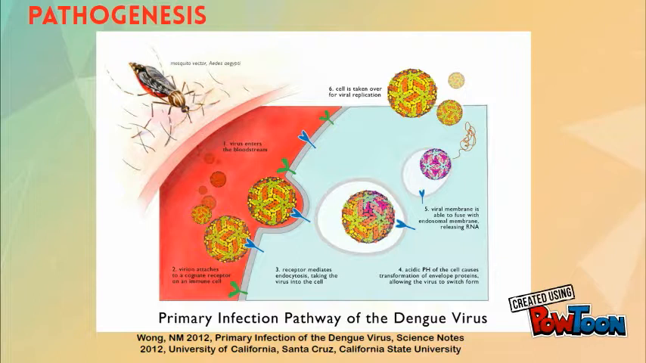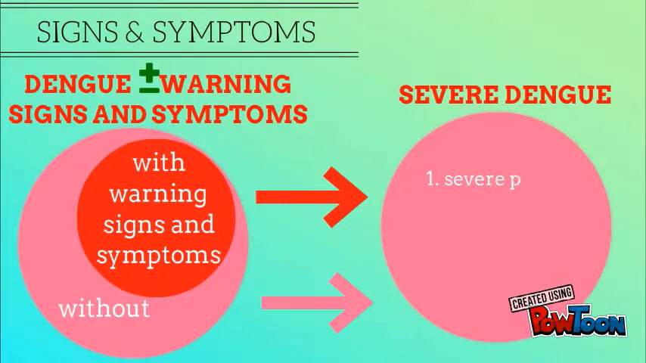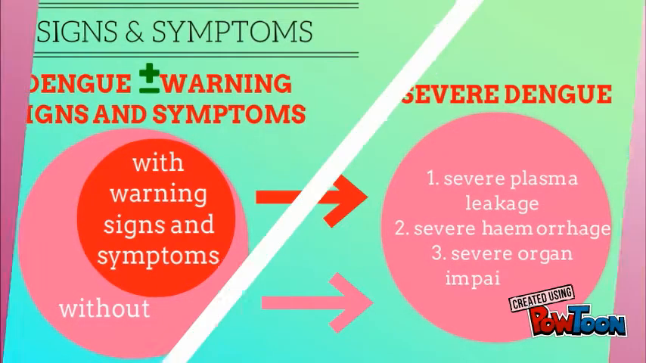The pathogenesis starts with the flavivirus entering the body into the bloodstream. It attaches to a receptor on an immune cell. The E protein at its envelope triggers endocytosis. With the fusion of the virus and monocytes, it will lead to release of RNA, and the cell is taken over for viral replication. As for the signs and symptoms, dengue can occur with or without warning signs, which eventually will lead to severe dengue. For example, severe plasma leakage, severe hemorrhage, and also severe organ impairment.